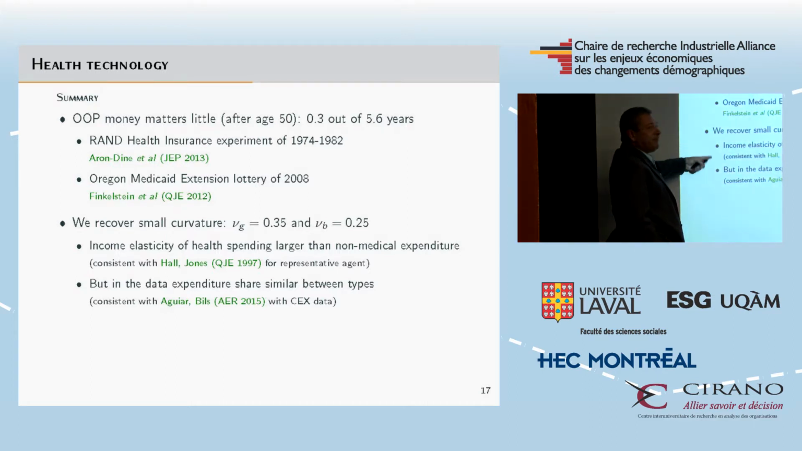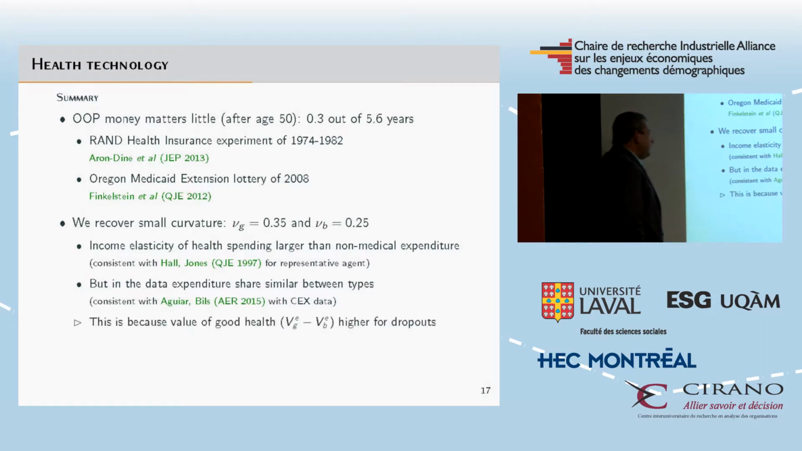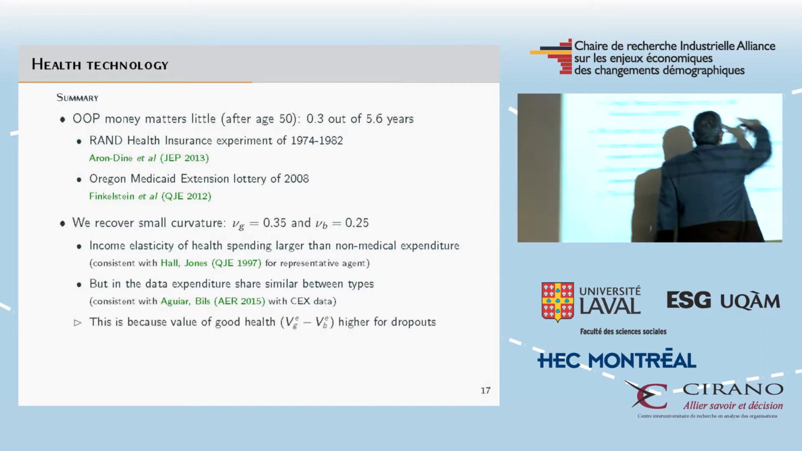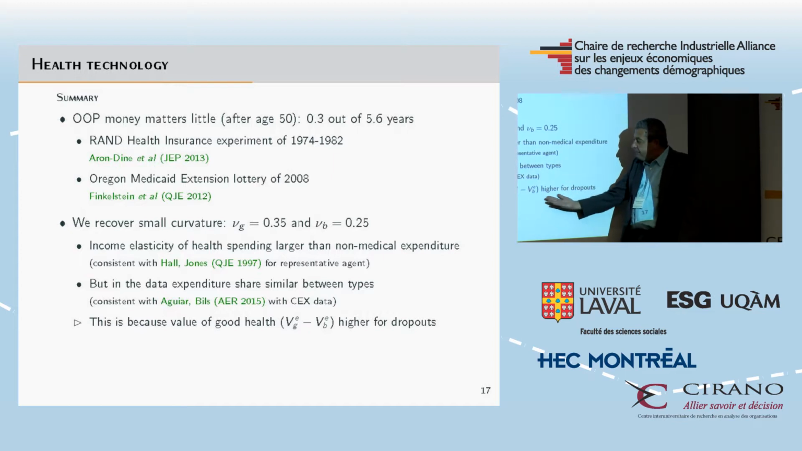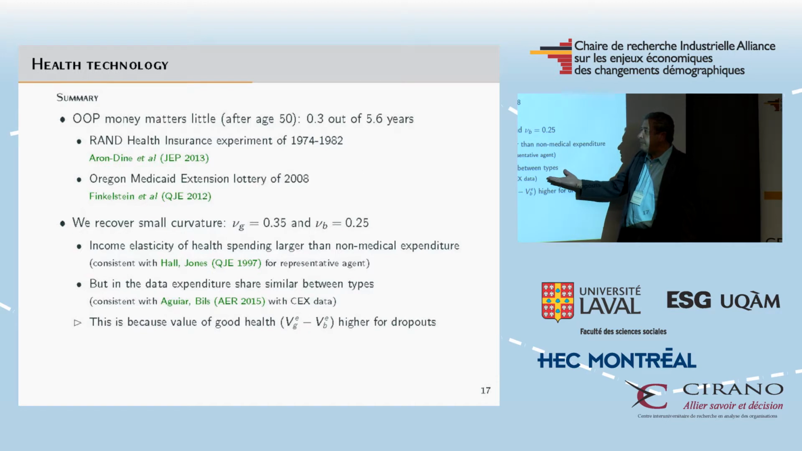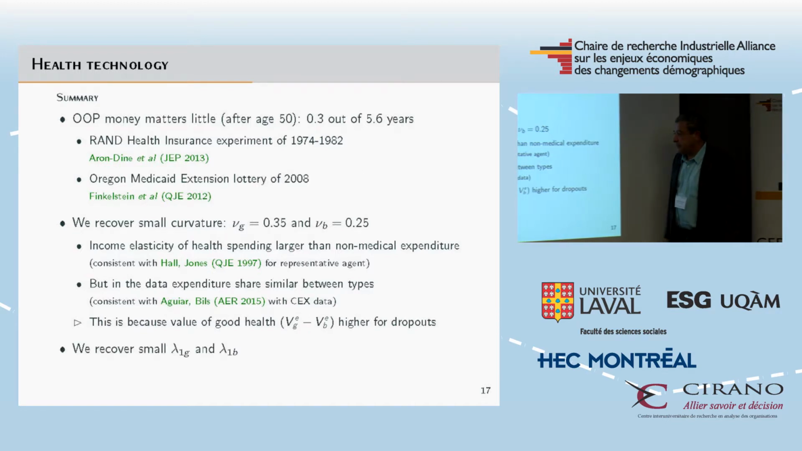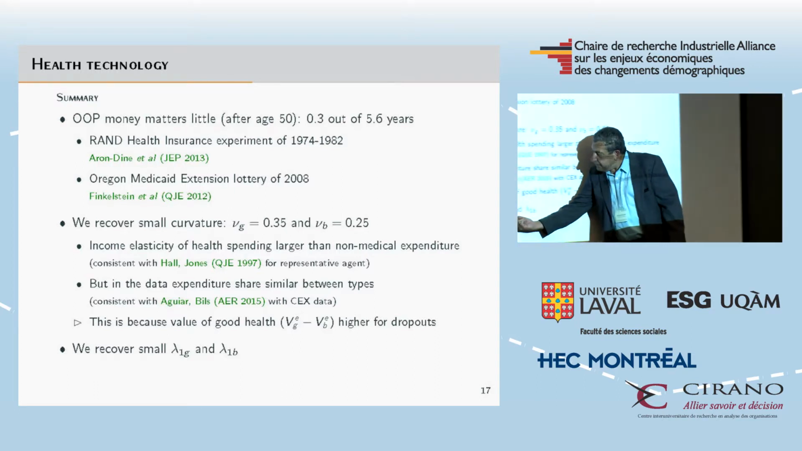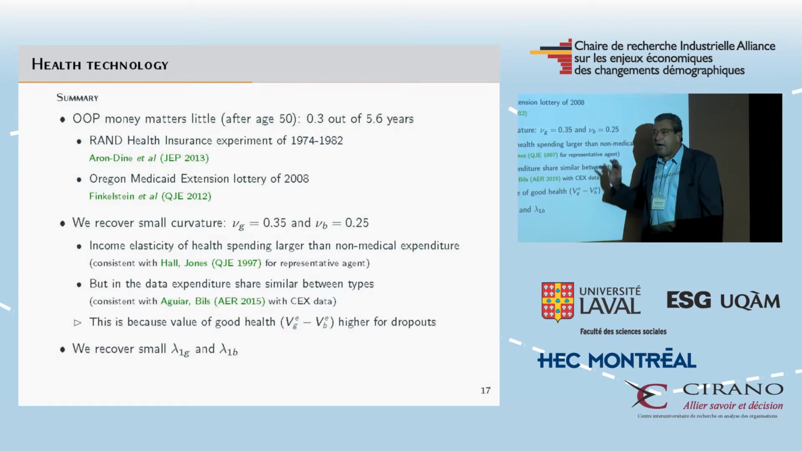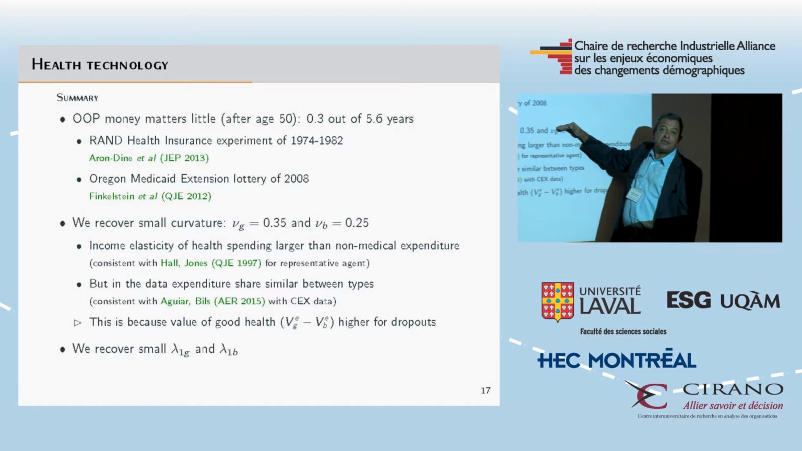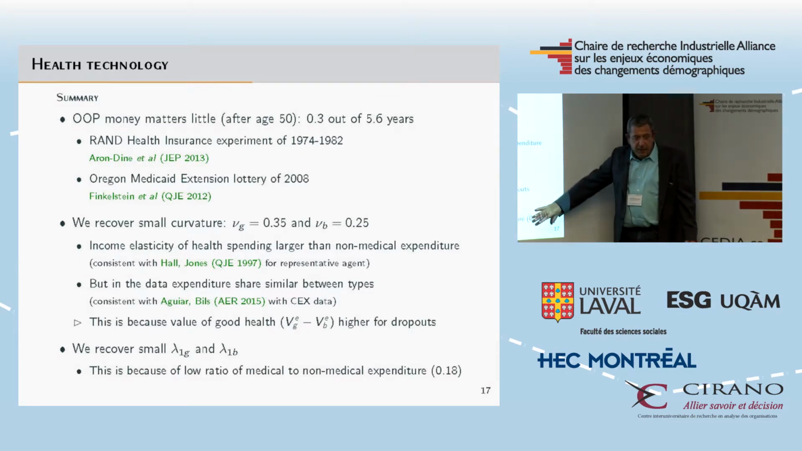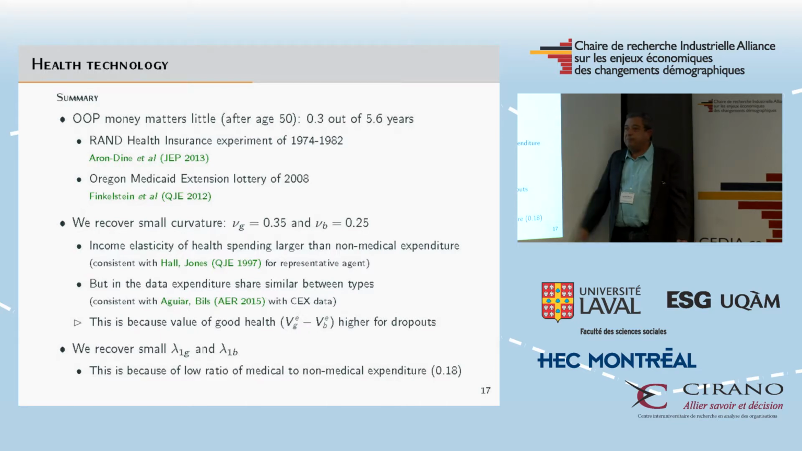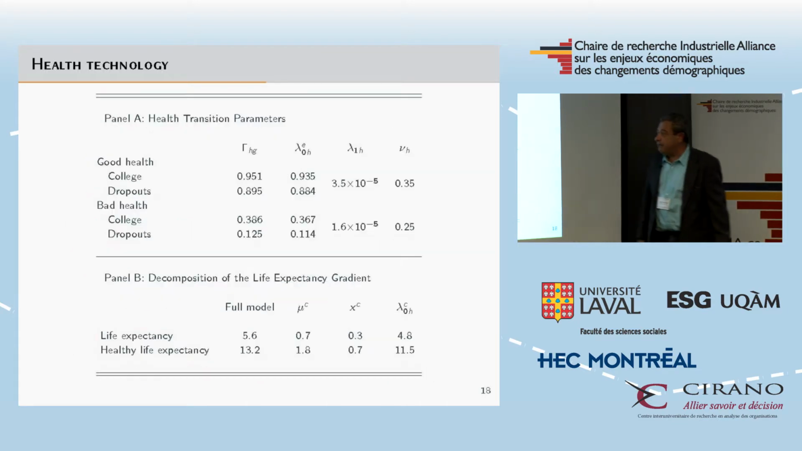But in the data, health share, the income elasticity of health spending is larger, but the shares are similar. So the way to rationalize this is that the curvature is low, the value of health is high for the uneducated people, the shares are similar, and that's what makes the three things consistent. And that ends up meaning that they are very small lambda ones and lambda twos, which is how expenditures with this curvature translate into marginal additions of life duration and of good health survival. Okay, remember, if spending money was very useful, people would spend more than 18%, given how much they seem to value being healthy or alive. Okay, so now.